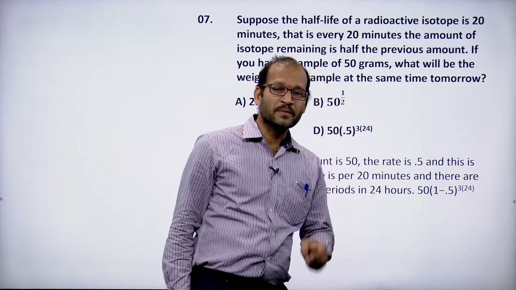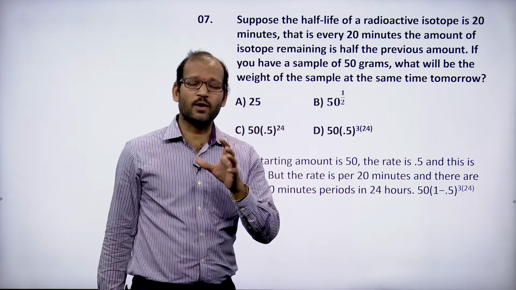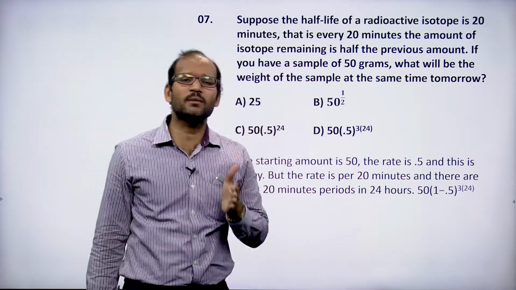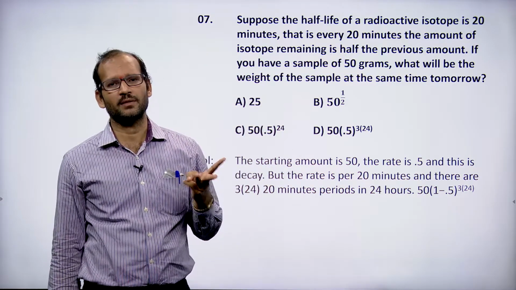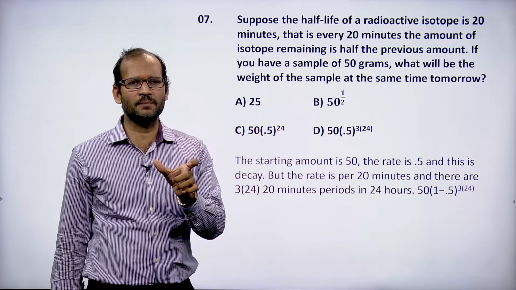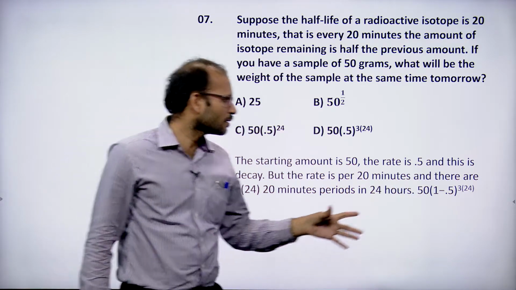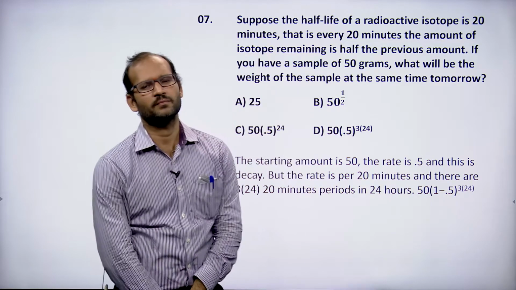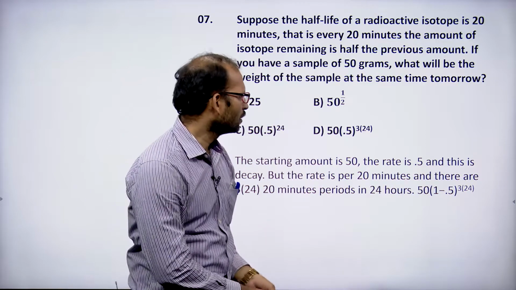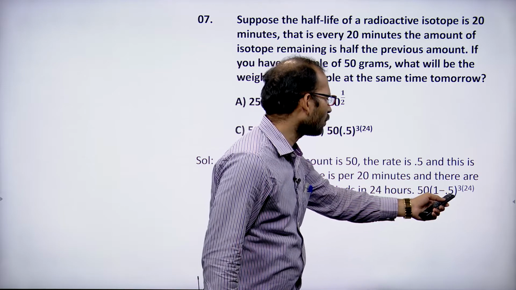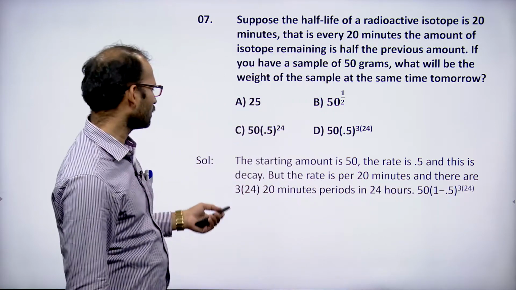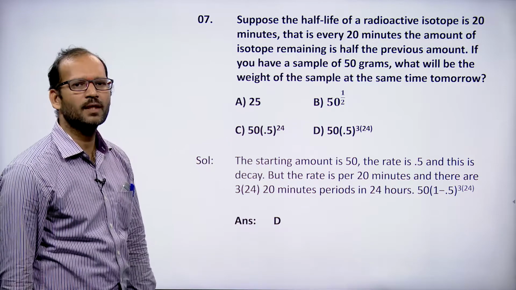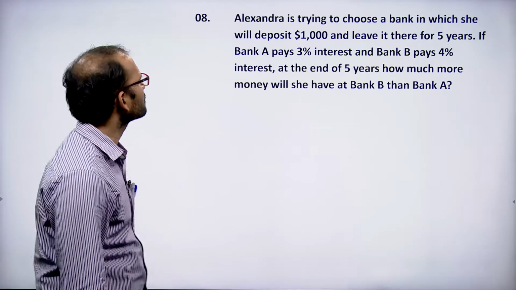What is this 3? For 1 hour, how many times is it happening? For every 20 minutes, how many 20 minutes are there in 1 hour? 3 twenty-minute periods are there. 20, 20, 20 becomes 60 minutes, right? Hence 50 into 1 minus 0.5 whole power 3 into 24. Is it okay? So this gives you 50 into 0.5 whole power 3 into 24. So D is my answer. Understood? Let us move to the next question.